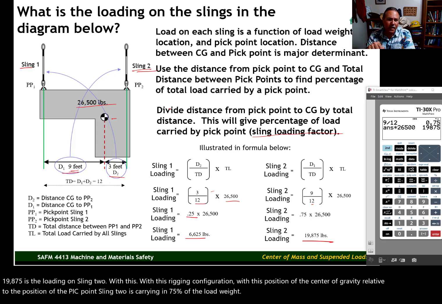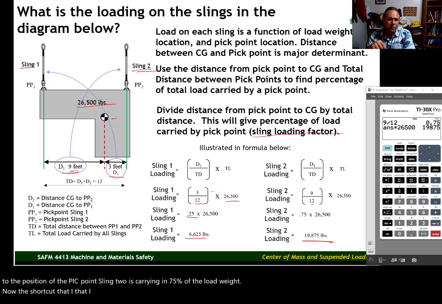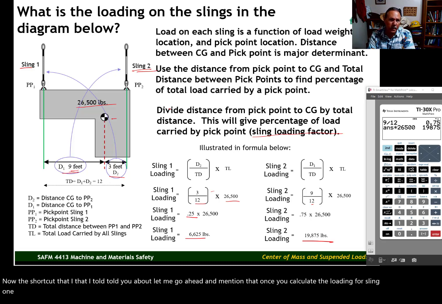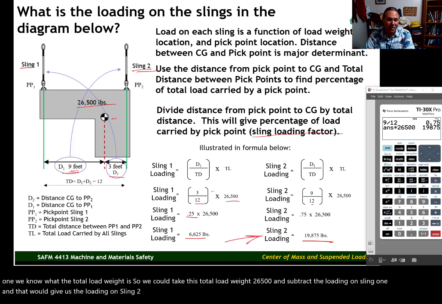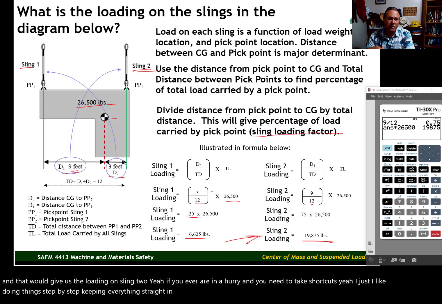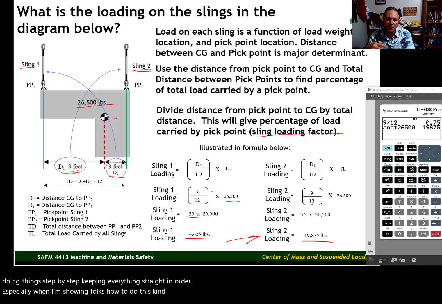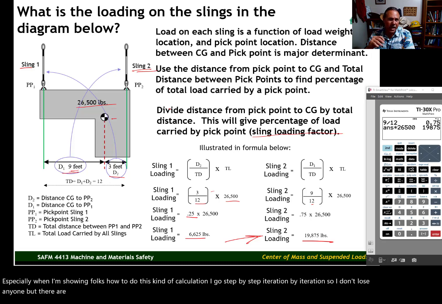Now the shortcut that I told you about, let me go ahead and mention that. Once you calculate the loading for sling 1, we know what the total load weight is. So we could take this total load weight, 26,500, and subtract the loading on sling 1, and that would give us the loading on sling 2. If you ever are in a hurry and you need to take the shortcuts. I like doing things step by step, keeping everything straight, in order, especially when I'm showing folks how to do this kind of calculation. I go step by step, iteration by iteration, so I don't lose anyone. But there are shortcuts that can be used periodically if you need to use those shortcuts.